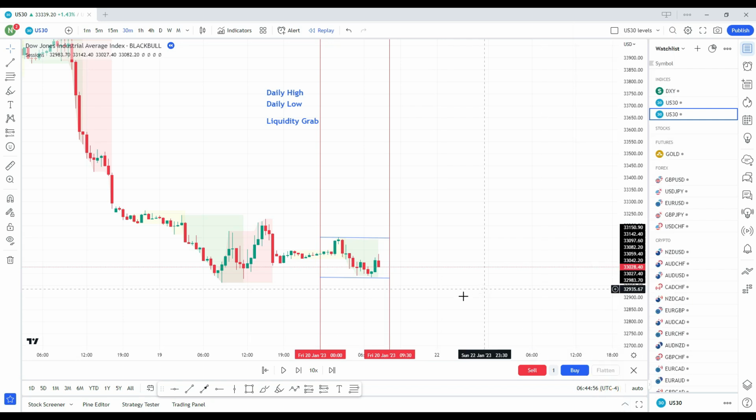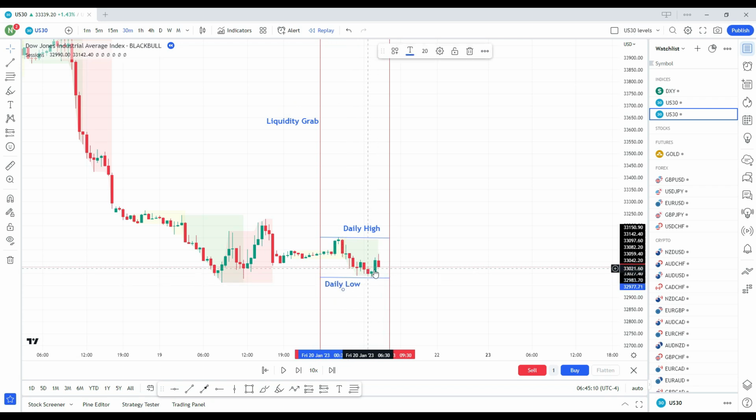So now we're waiting for liquidity. We are waiting for liquidity to be taken from the daily high or the daily low, on whichever side. If the daily low liquidity is taken, then we take a buy. And if liquidity is taken from the daily high, you do this after the 9:30 open. So if the liquidity for the daily high is taken out, we take a sell, and if it is the daily low, we take a buy.